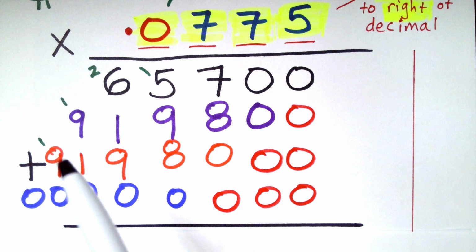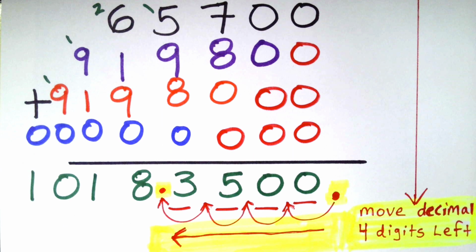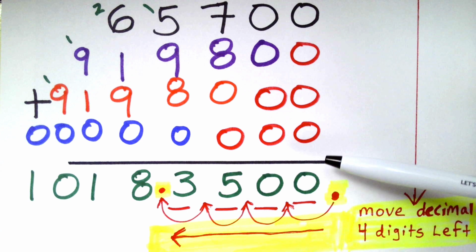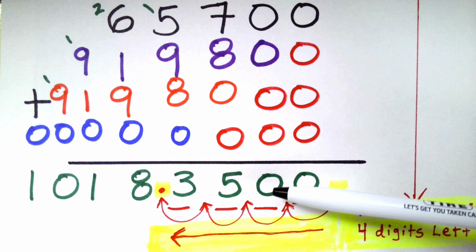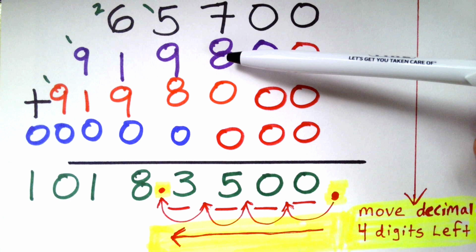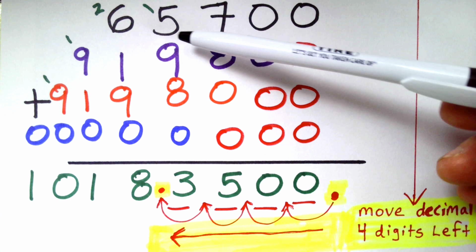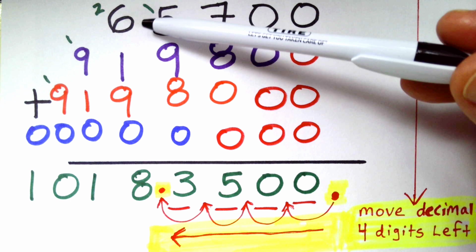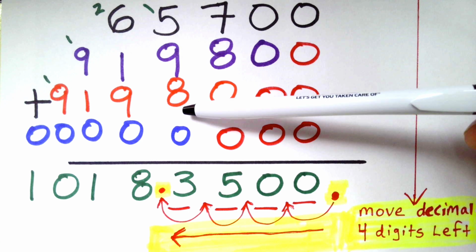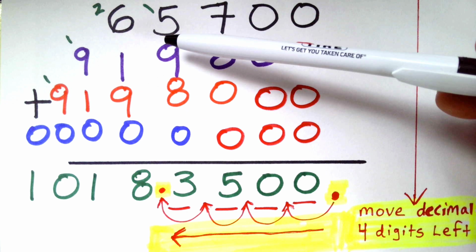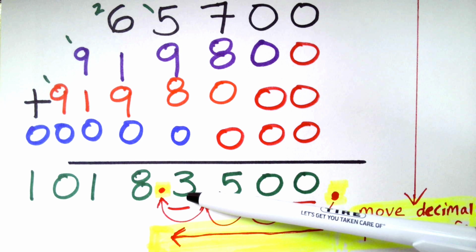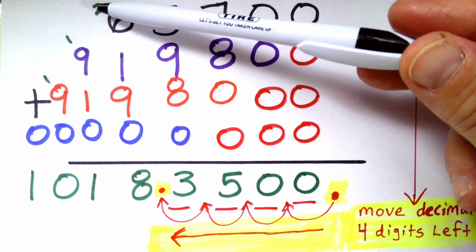Hey, let's add up all these values. Okay, so 0 plus 0 plus 0 is 0. 0 plus 0 plus 0 is 0. 7 plus 8 is 15. I put the 5. I carry the 1 right here. 9 plus 1 is 10. Plus 8 is 18. Plus 5 is 23. So I have my 3 here, and then my 2 here.